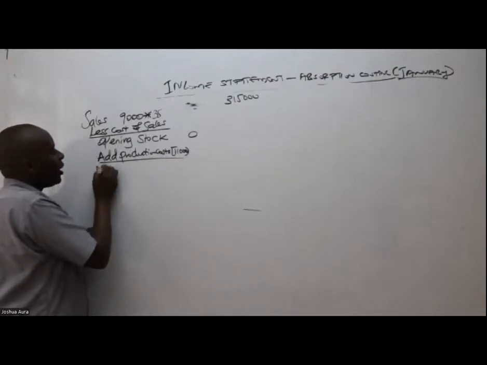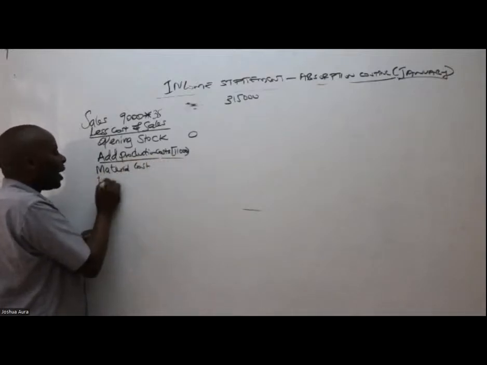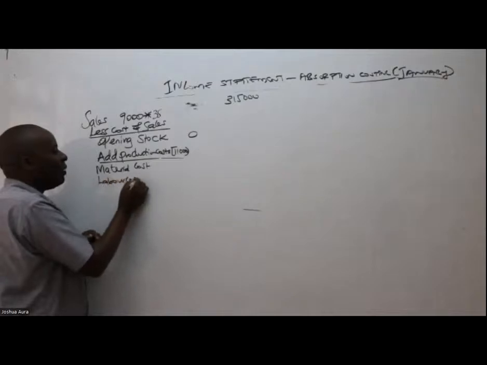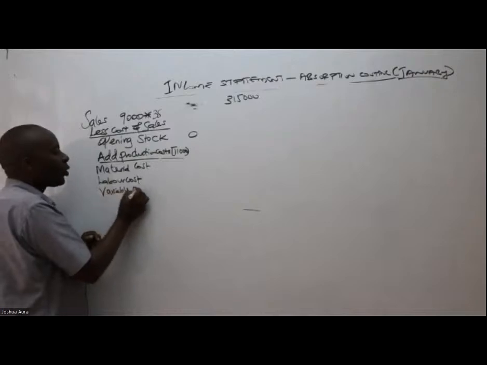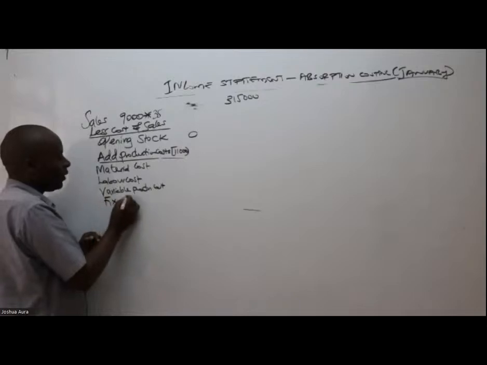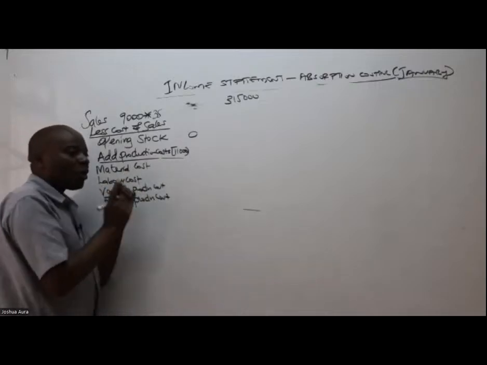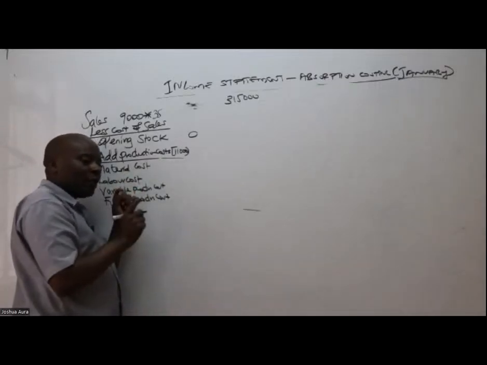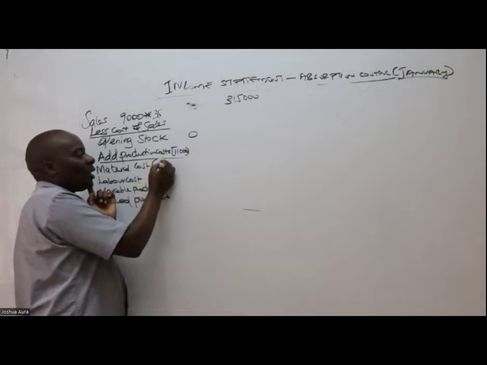So production, we have material cost. How much did it cost us to produce this 11,000? We have labor cost, variable production cost, and then the fixed production cost. The material cost from the standard card told us we have 4 kilograms of wood times 3. So the material cost per unit here is 12.